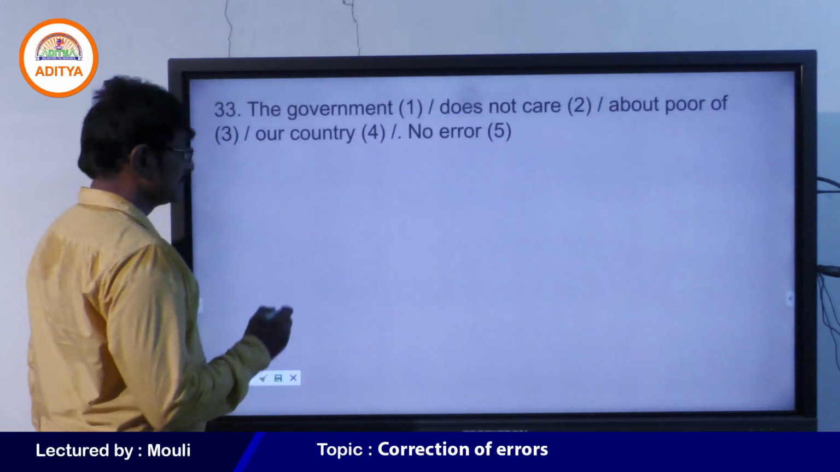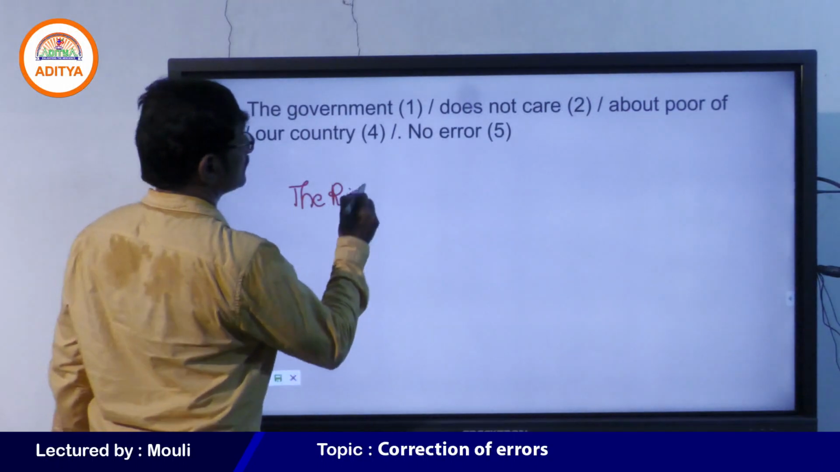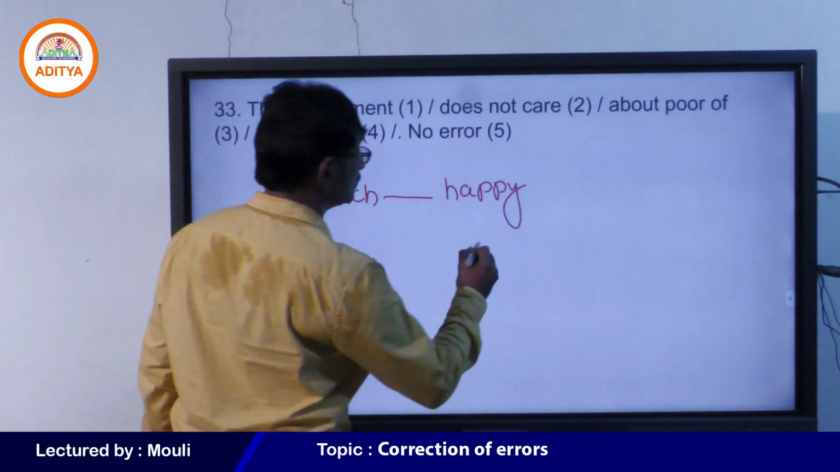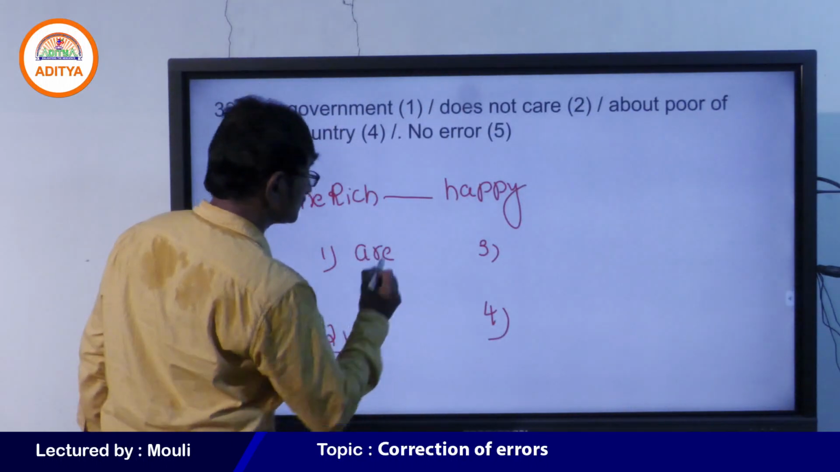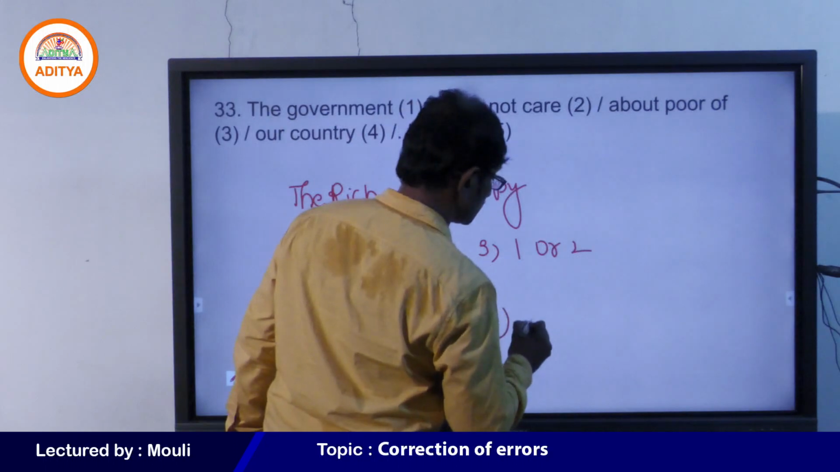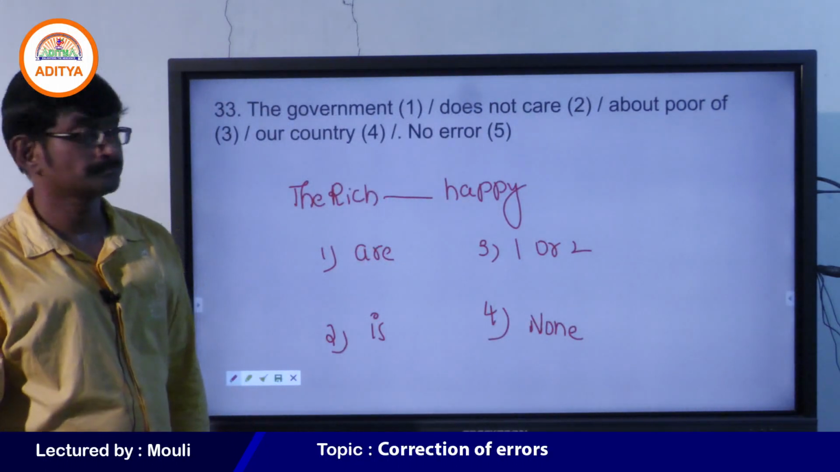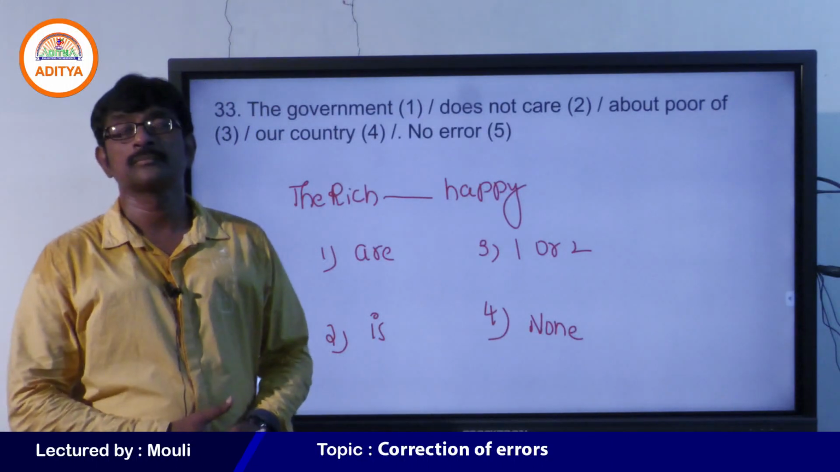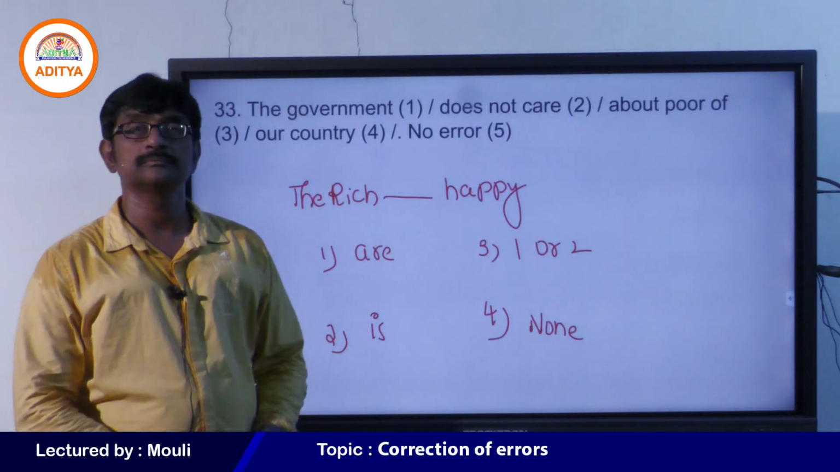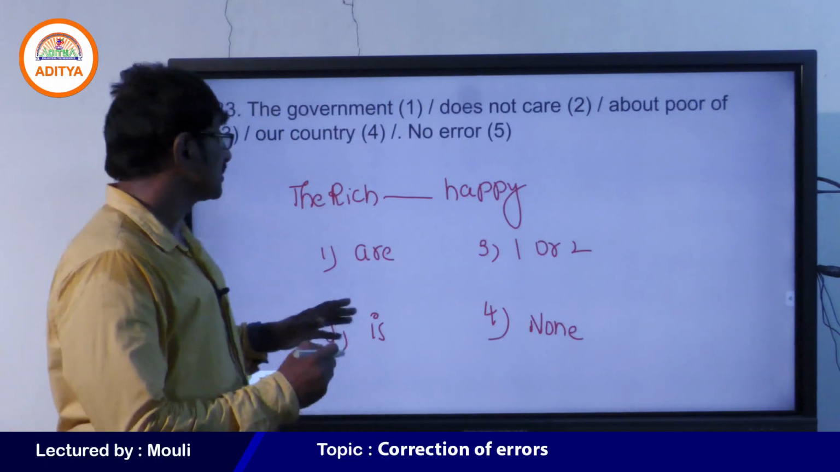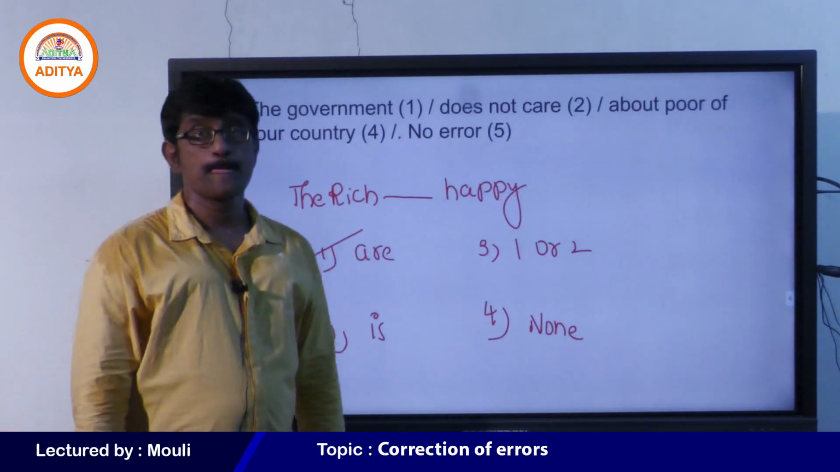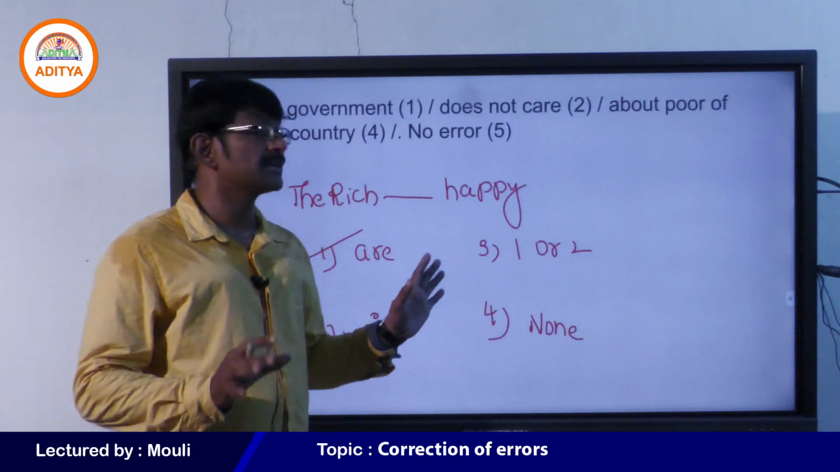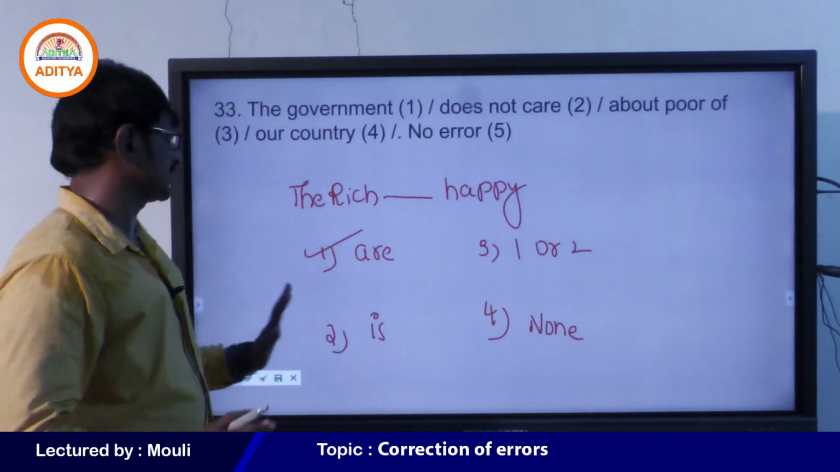Okay students, now let us see. The rich dash happy. Now you tell me, 1, 2, 3, 4: is, or 1 or 2, none. Which is your answer? The rich dash happy. Tell me, students: the rich are happy, not is. We cannot say the rich is, but we can say the rich are. The rich are happy, that's it.